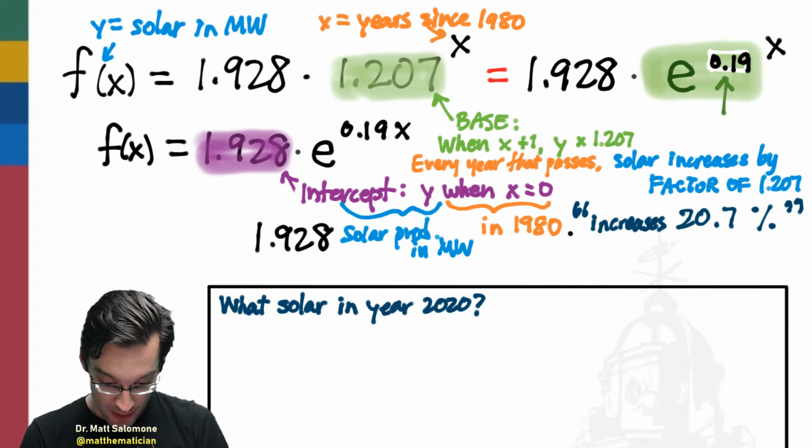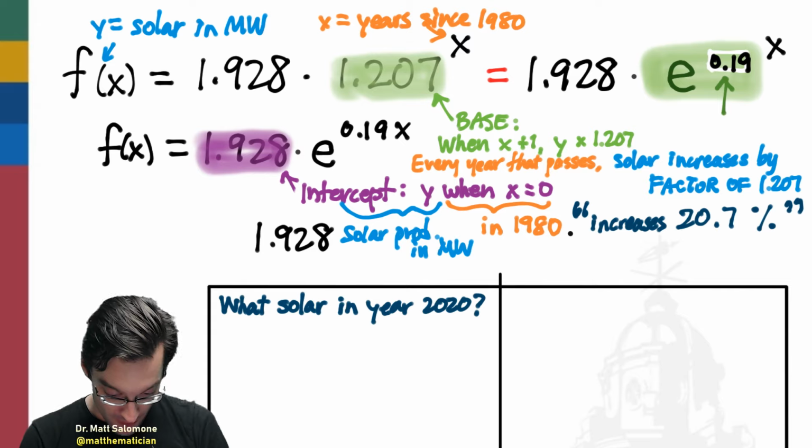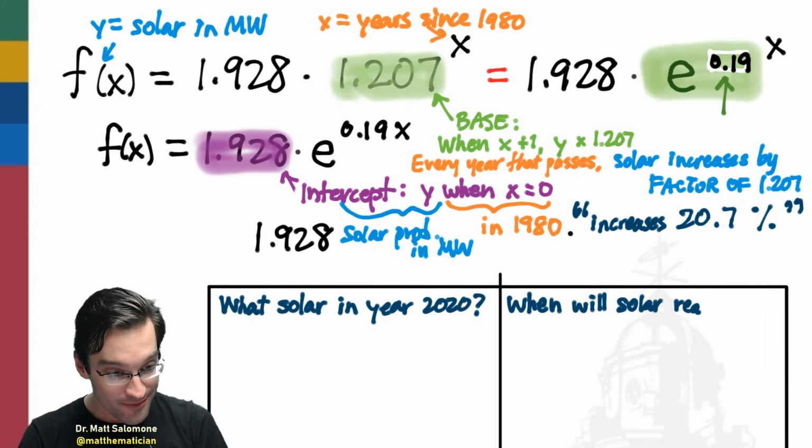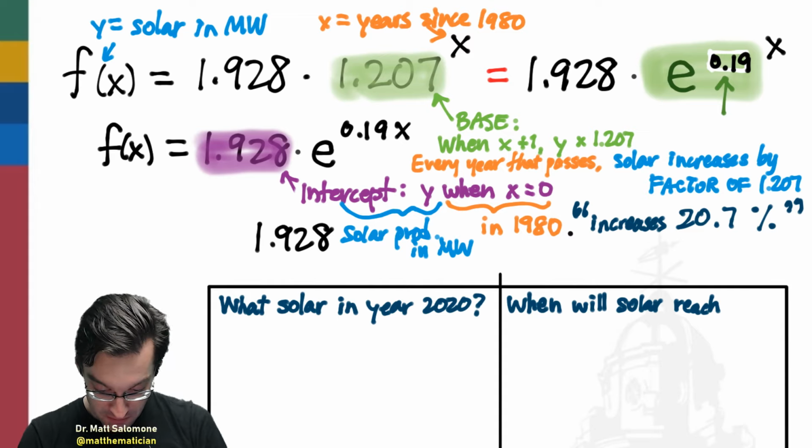Okay. And then question number 2 is going to be, when will the solar production reach, I don't know, let's say 1,000 megawatts?